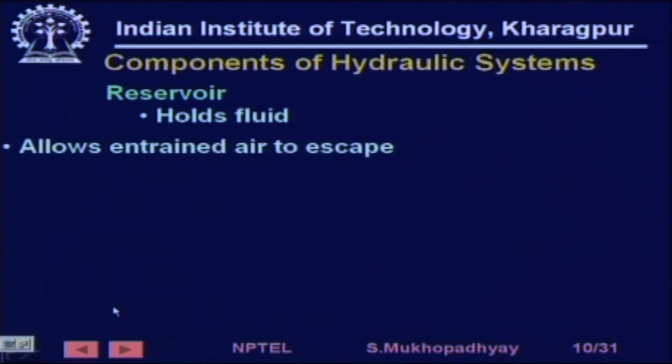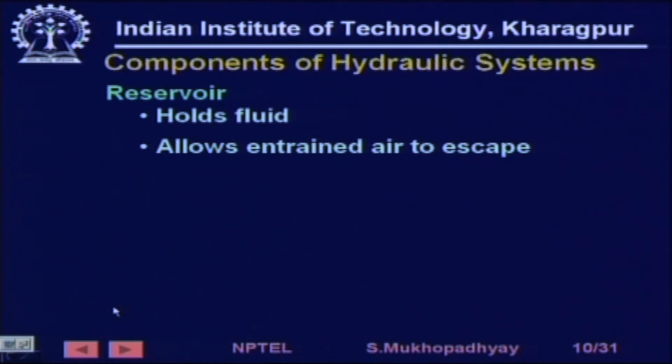Then we have a reservoir. Oil is continuously circulating, so it is starting from a reservoir. The pump is sucking the oil and then delivering it at a pressure, and then it is flowing through the system, and then it is coming back to the reservoir, right? But apart from the fact that the reservoir holds the fluid, it actually does many other things.